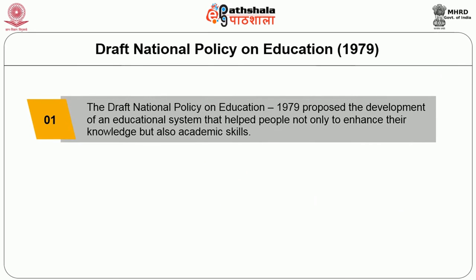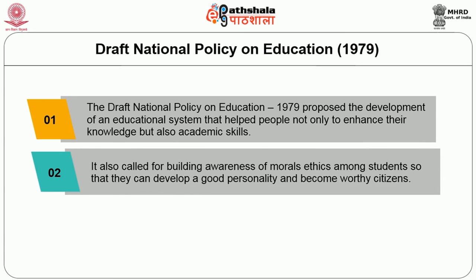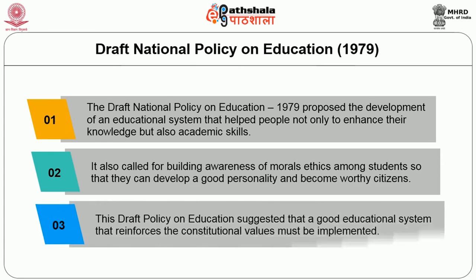The draft National Policy on Education 1979 proposed the development of an educational system that helped people not only to enhance their knowledge but also their academic skills. It also called for building awareness of moral ethics among students so that they can develop a good personality and become worthy citizens. This draft policy suggested that a good educational system that reinforces the constitutional values must be implemented.